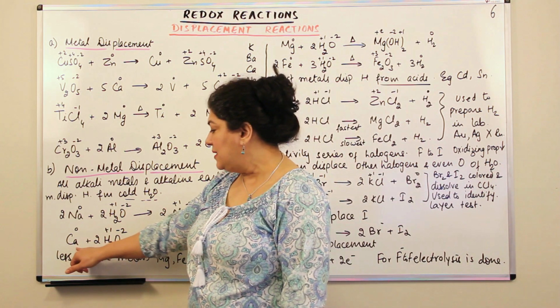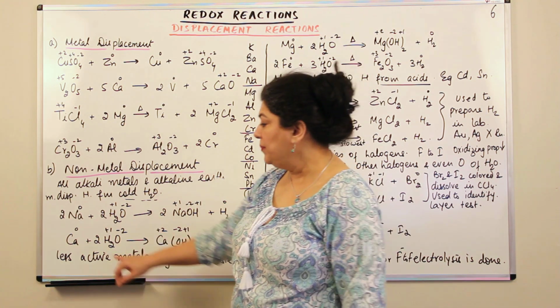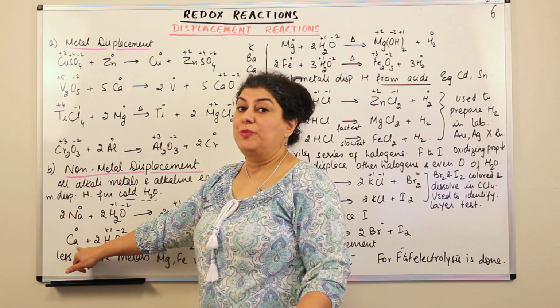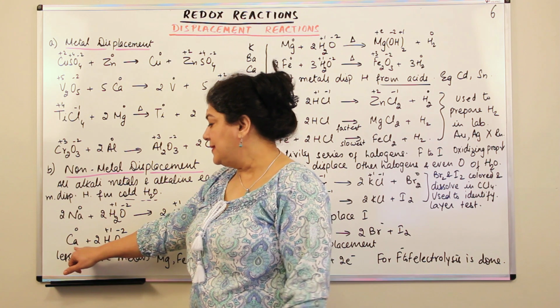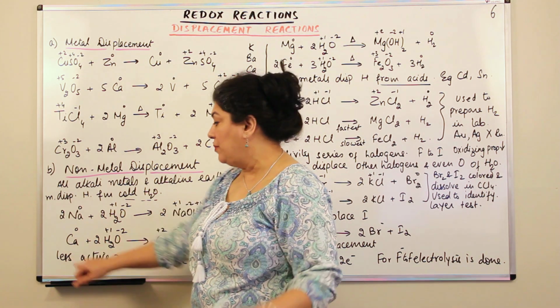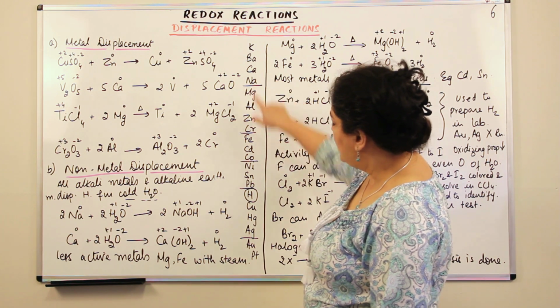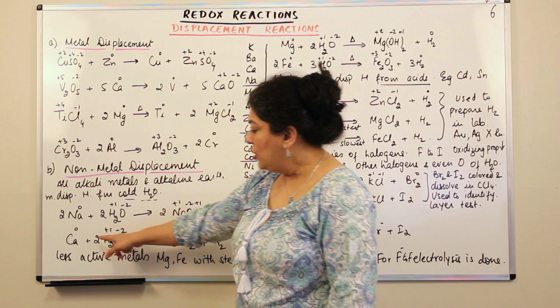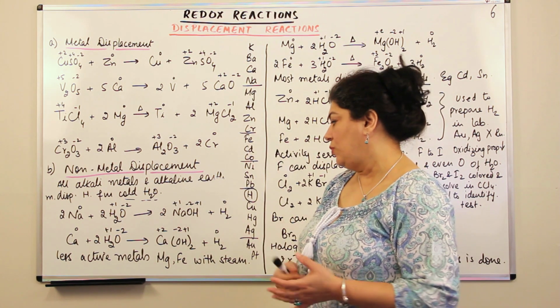Similarly, calcium can also displace hydrogen from water, from cold water, because calcium, barium, strontium are alkaline earth metals. Since it is an alkaline earth metal, it is far more reactive. If you look at the reactivity series, calcium is quite high up, higher than hydrogen. So this displaces hydrogen from cold water.